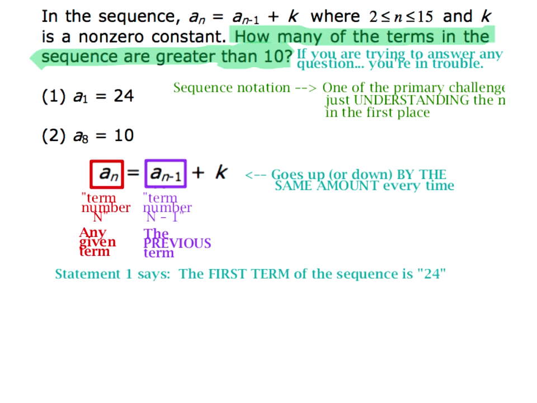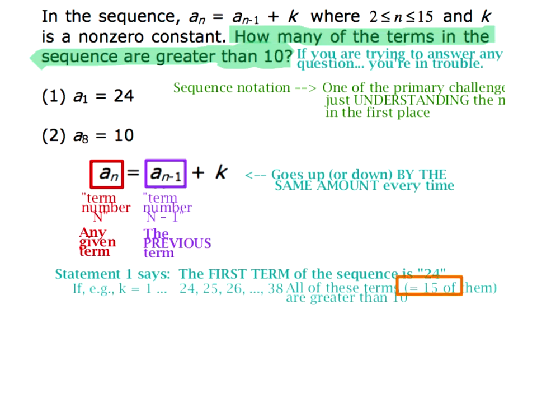So the first term of the sequence is 24. For instance, let's just test cases. If k is 1, then your sequence is 24, 25, 26, and so on, all the way up to 38. You don't even have to figure out that it's 38, but all of these terms, which is 15 of them, are going to be greater than 10.